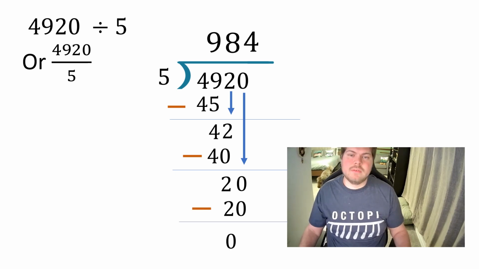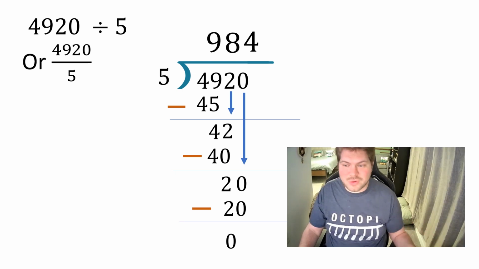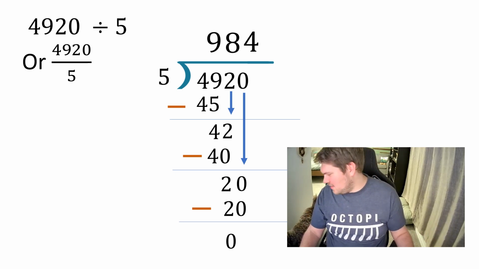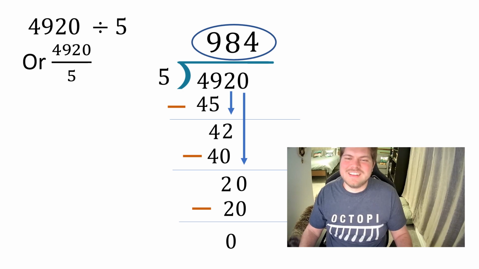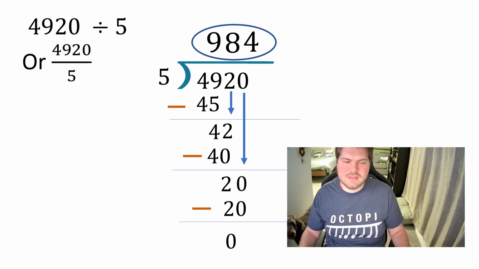So 4,920 divided by 5 is 984. We solved it, bud. Woo!